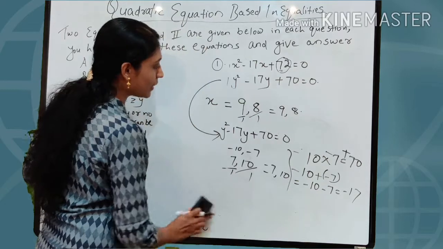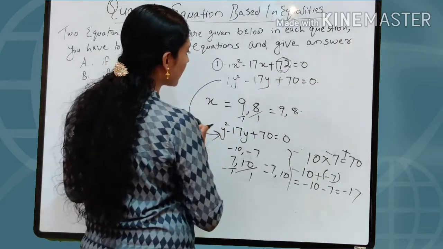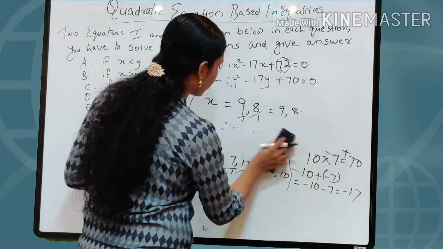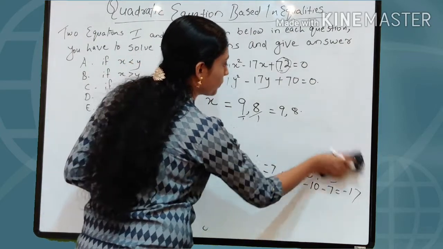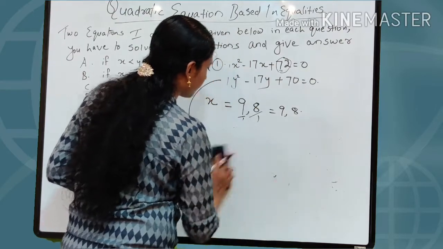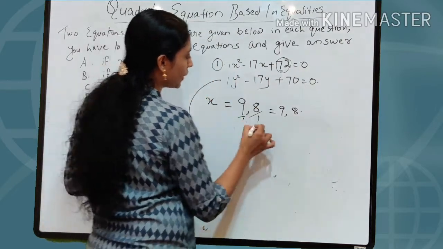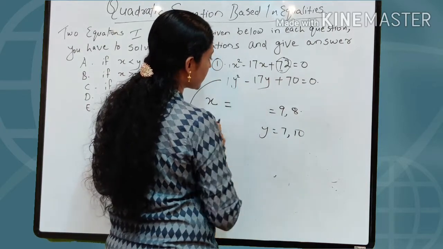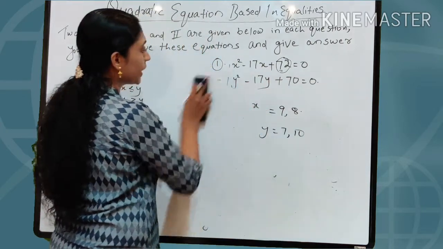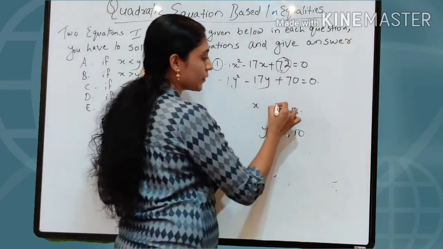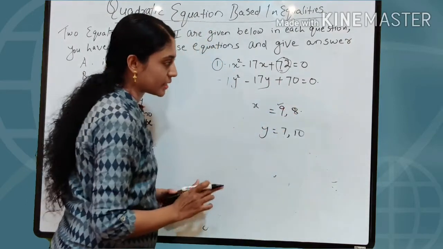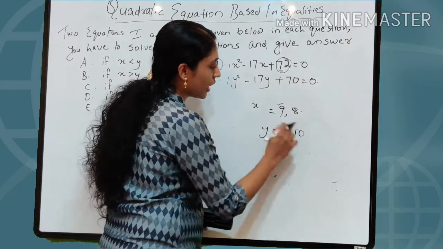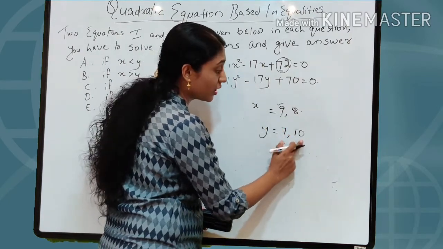So we got the values of x and y. X value is 9 and 8 and y value is 7 and 10. Now we can compare these two values. First we can compare 9 with 7 and 10. When we compare 9 and 7, 9 is greater, right? And when we compare 9 and 10, 10 is greater.